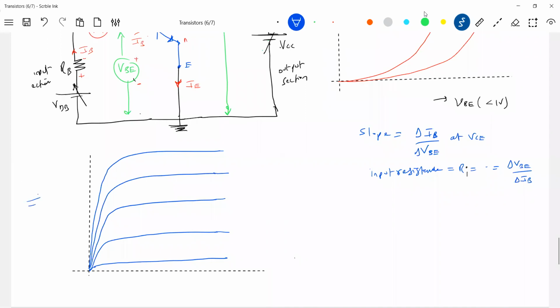This will be ICE, in milliampere. VC will be in volts, 1, 2, 3, 4, like this. And these are different values of IB, 5 microampere, or let's start with 10 microampere.